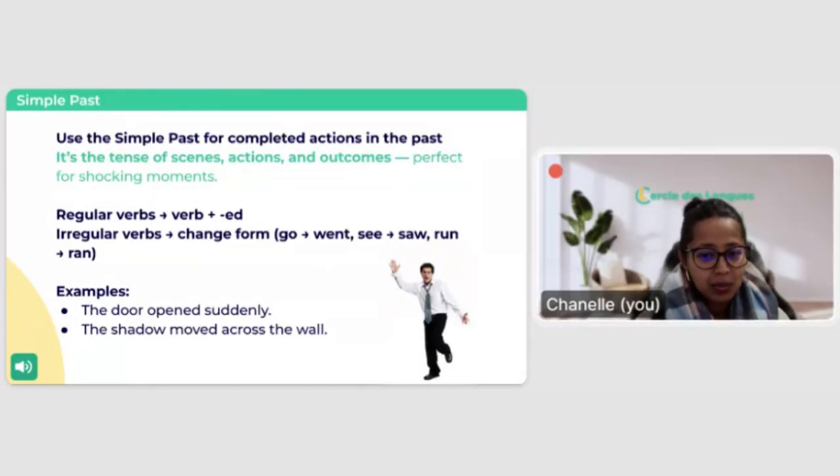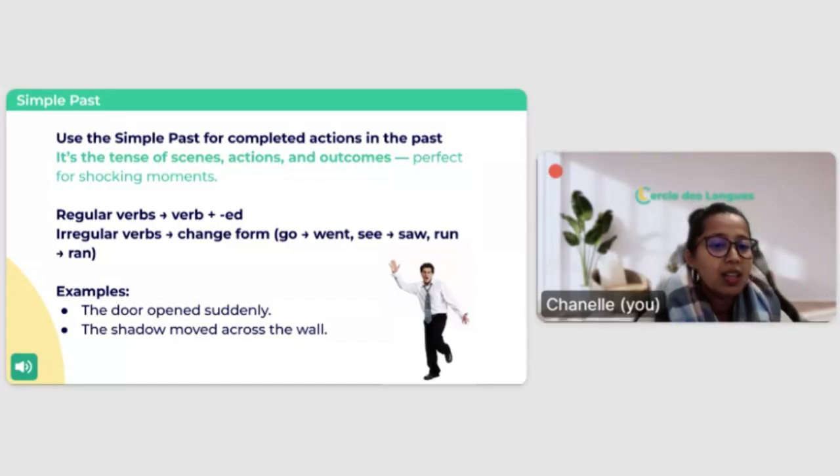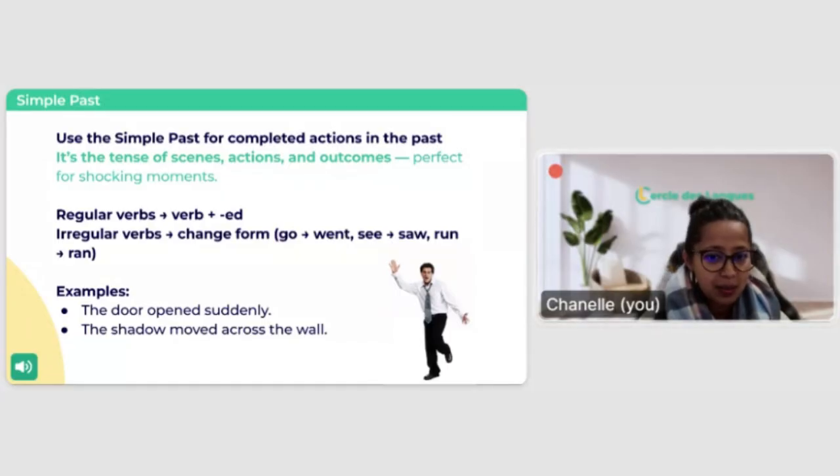So in that example, you can see that we used the simple past, because we use the simple past to talk about completed actions in the past. It's the tense of scenes, actions, and outcomes, and they are perfect for shocking moments.